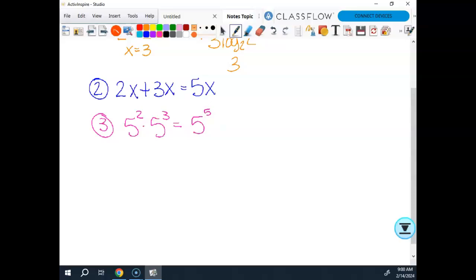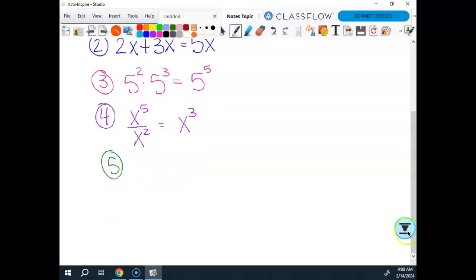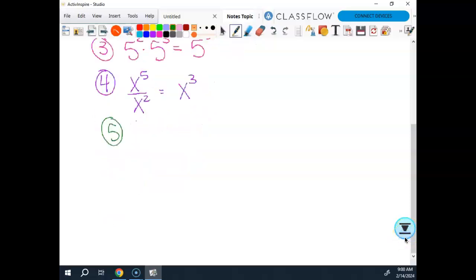Yes? Okay. Then we have x to the 5th divided by x squared. What does that give you? X to the 3rd. Okay, no difficult questions yet, right? All stuff we know how to do. And then the last one that they give us is, well, natural log of 3 plus the natural log of 5.